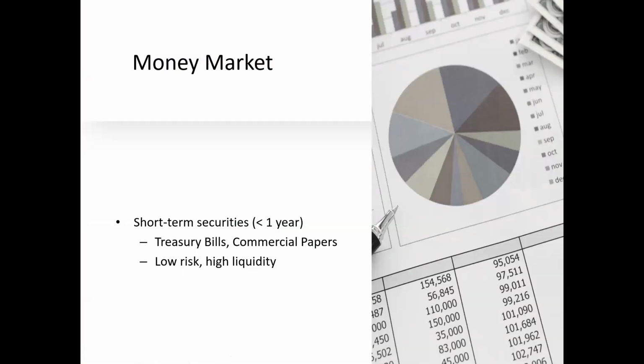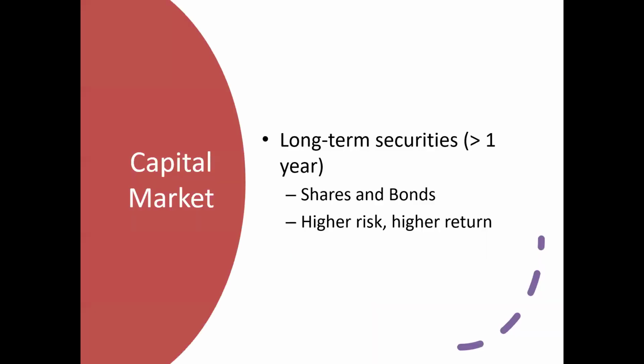Now, money market is for short-term securities, and like you can see the sign of less than 1 year there. So normally it's not more than 1 year. So it's used for trading these types of securities. We have treasury bills, we have commercial papers, and normally we see it as low risk and highly liquid. Why? When we say liquidity, it's the ability of a person to convert their security to cash. And it's very easy. Treasury bill, we have 3 months. So you can imagine you can convert your investment to cash easily compared to capital market.